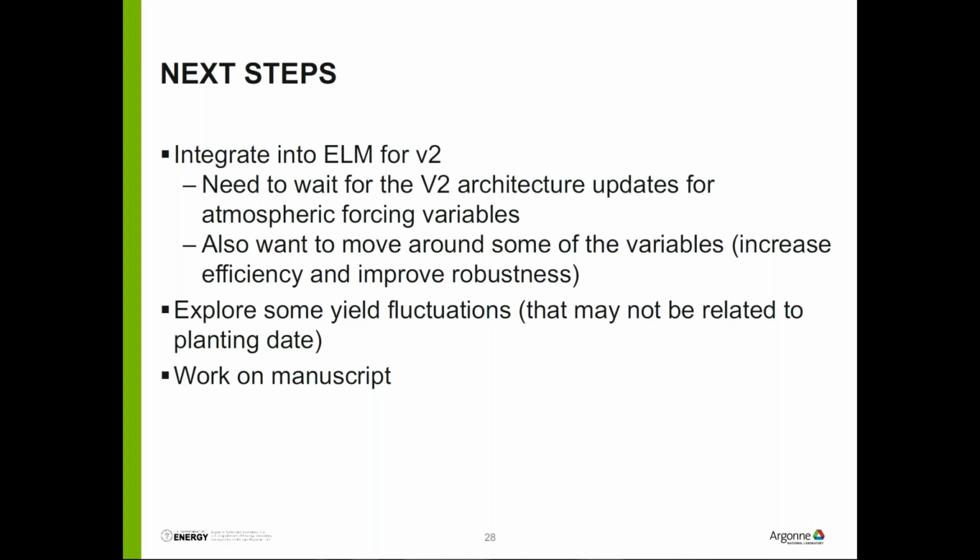And then also I might move around some of the variables because I want to increase the efficiency of these calculations. Right now, a lot of them are done at the PFT level, and I don't think that's going to work. I think we need to move that to at least the topo level. That will also improve the robustness of the model so that we can easily add additional crops and the data will be available and calculated instead of having to recalculate some of these variables.